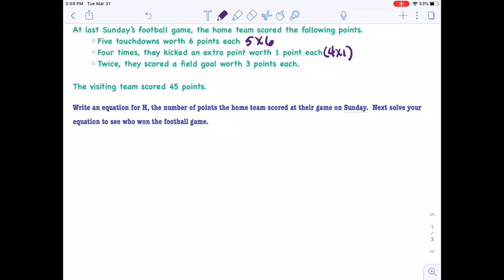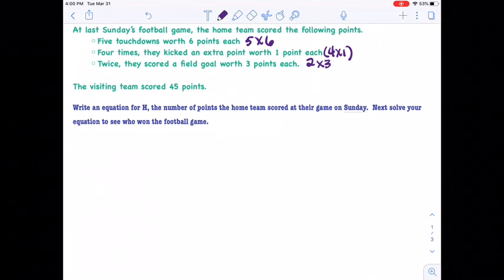Twice they scored a field goal worth 3 points each. Well, we have to know what twice means. Twice means it happened 2 times. So 2 times they scored a field goal worth 3 points each. We could write 3 plus 3, but is there another way that we could write that? Sure, just like we did before, we could say 2 times they kicked a field goal worth 3 points each.